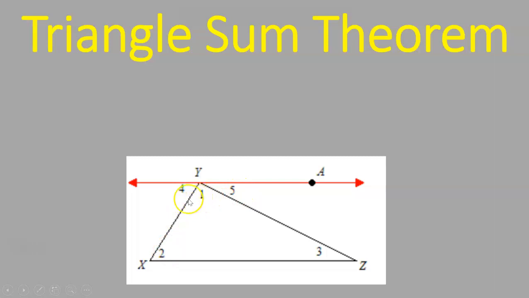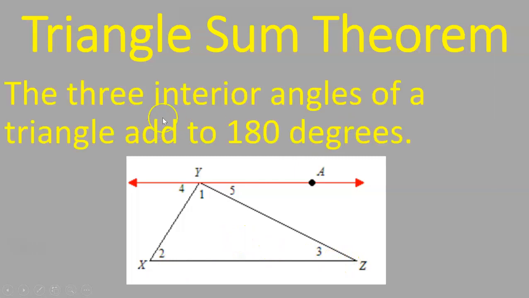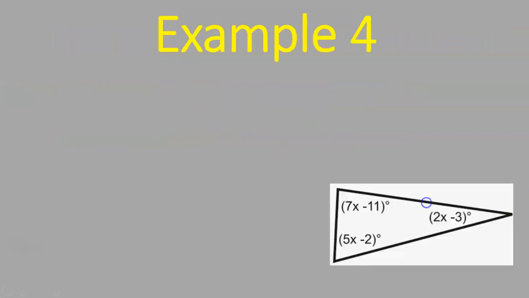So if we say 1, 4, and 5 all add to 180, that's the same thing as saying 1, 2, and 3 all add to 180. If you notice, 1, 2, and 3 are all the three interior angles of the triangle. And that leads us to the three interior angles of a triangle add to 180 degrees. So quite a famous theorem. It's pretty easy to prove here.